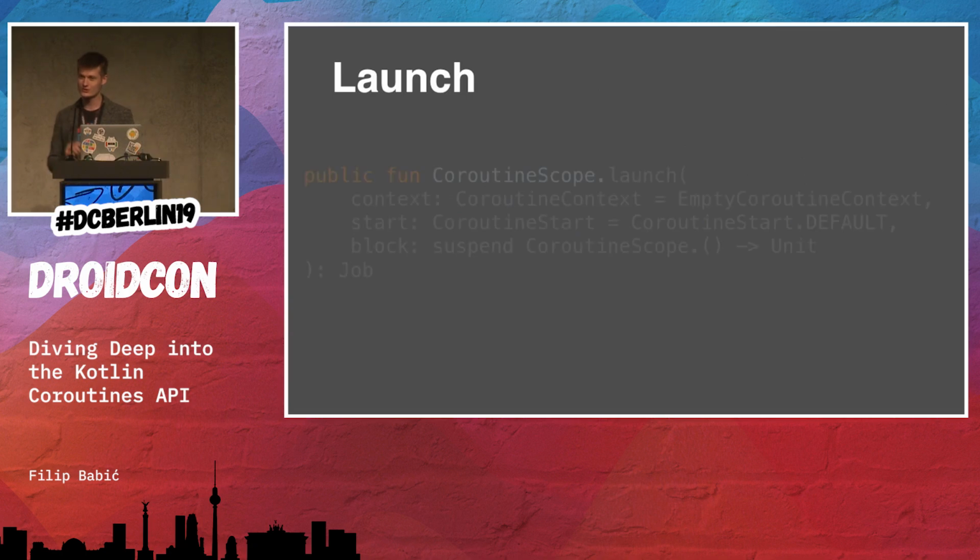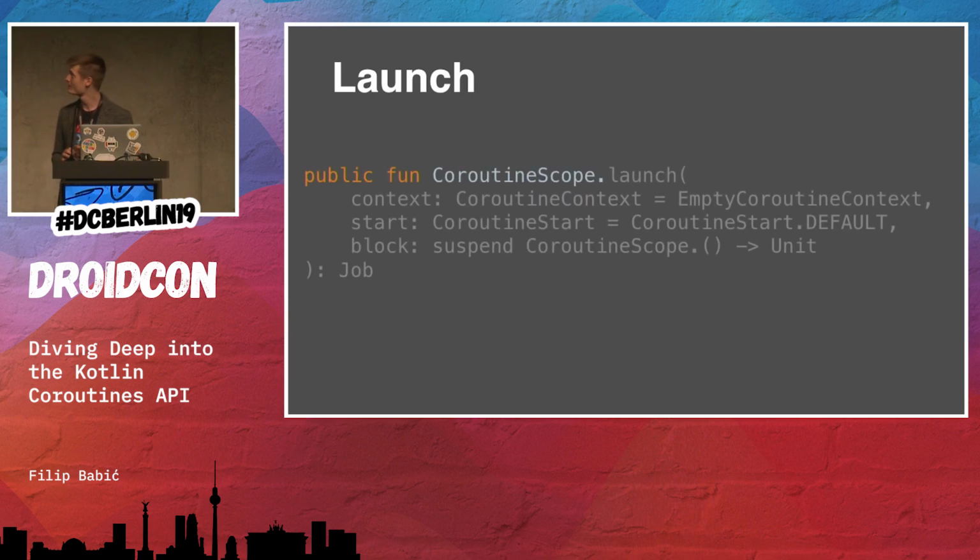But that's not just it. So this is a simple example. What happens in the background is what's important. So first of all, the launch function is an extension function of the coroutine scope interface, or the coroutine scope type. This means that you can only call coroutines from a coroutine scope. Kind of makes sense, right?